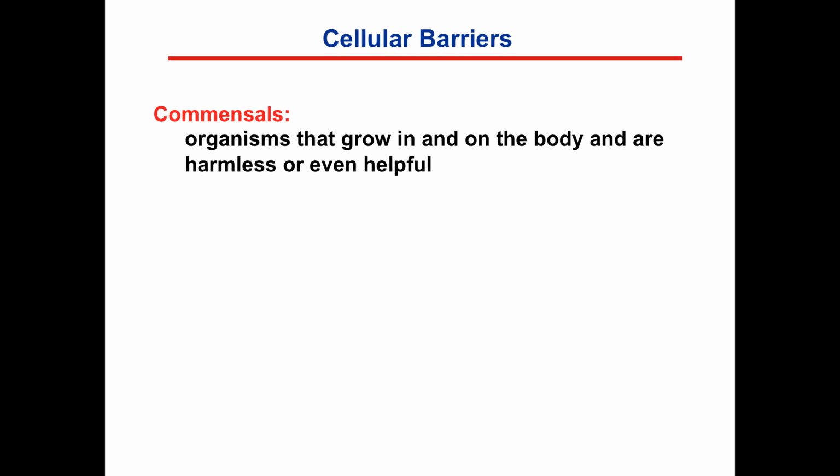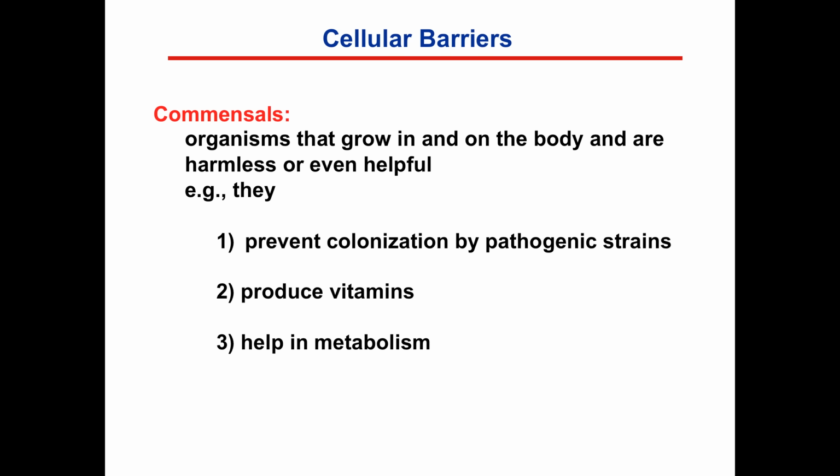The next part are referred to as cellular barriers. Cellular barriers are organisms called commensals, and these are organisms that grow in and on the body and are harmless or even potentially helpful. They do three things. One, they prevent colonization by pathogenic strains. They basically take up the space in which pathogenic strains would want to grow.